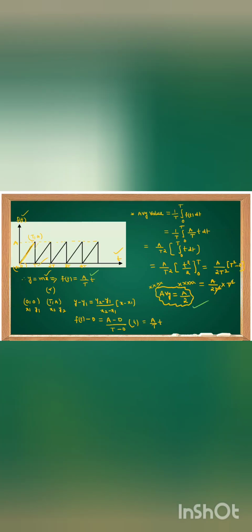For this case, the RMS value equals A by root 3 and the average value is A by 2. For this waveform, remember directly. Once you know the RMS and average values, how do you calculate the form factor of this wave? Form factor equals RMS by average. RMS is A by root 3, average is A by 2. This is equal to 2 by root 3. This is the form factor. Clear?